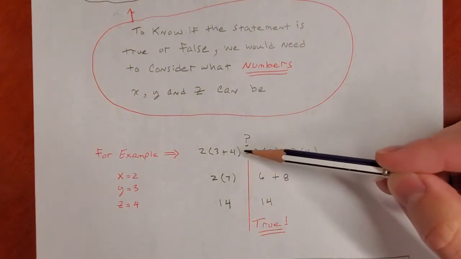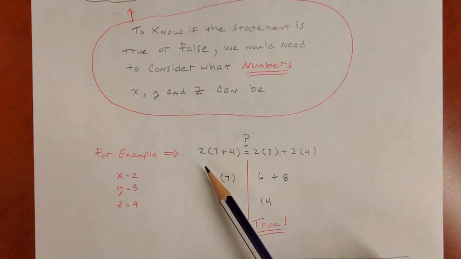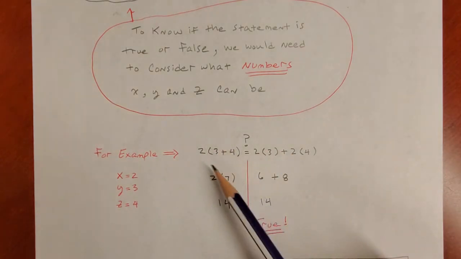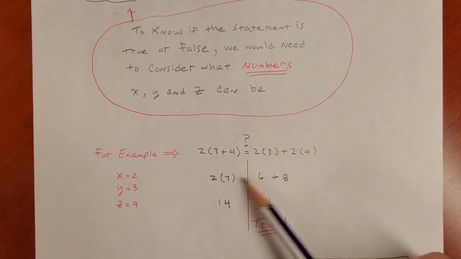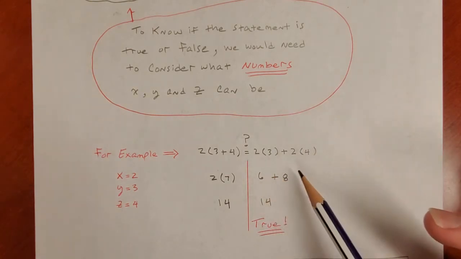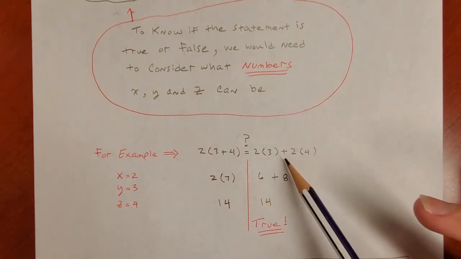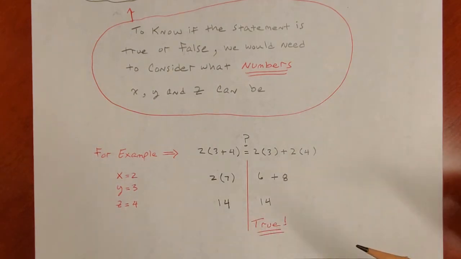I'm going to split it down the middle along the equal sign and ask, what's 2 times quantity 3 plus 4? We do the order of operations: 3 plus 4 is 7, and then 2 times 7 is 14. On the other side, I work it independently: 2 times 3 is 6, and 2 times 4 is 8, and I add them, I get 14. So 14 is equal to 14. That's a true statement, right?